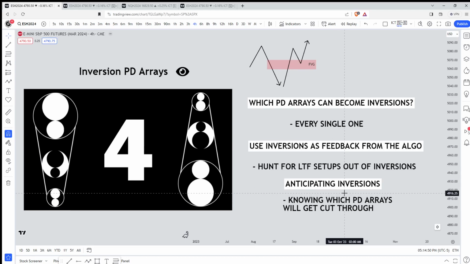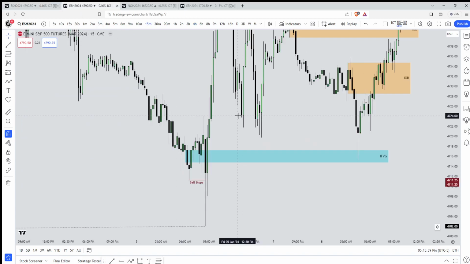The last thing I have written down is anticipating inversions, knowing which PD arrays will get cut through, picking the right PD arrays to hunt for lower time frame setups out of. So I want to dive into the first thing I have written down here, which is which PD arrays can become inversions. I said every single one of them. ICT did say this in a live YouTube video before. He said, you guys are learning that all of my PD arrays can become inversions. So we're going to take a look at what that looks like on a real chart.